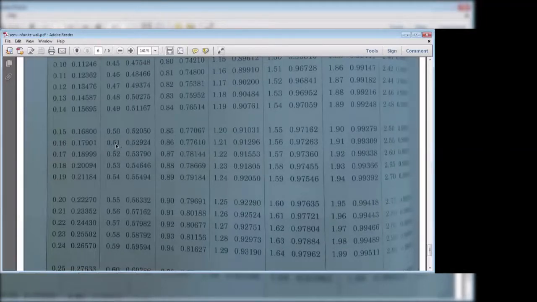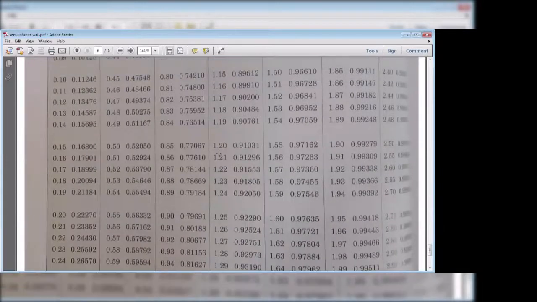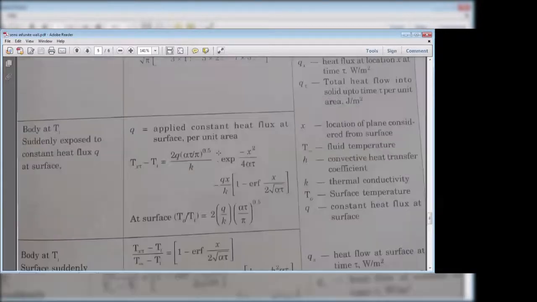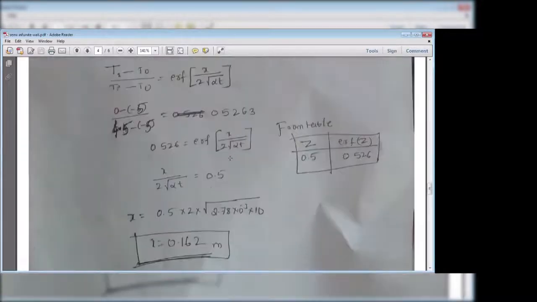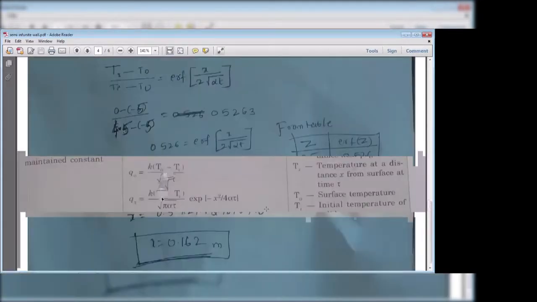So the Z value is 0.5 here. We are taking it from this table. Note down the correct values from the data handbook and keep that list. So x divided by 2 root alpha T is equal to 0.5. That is the Z value.